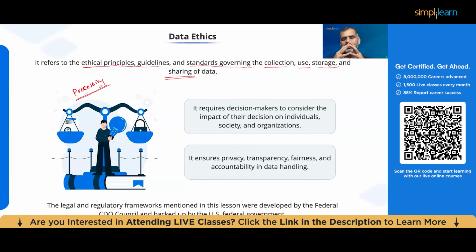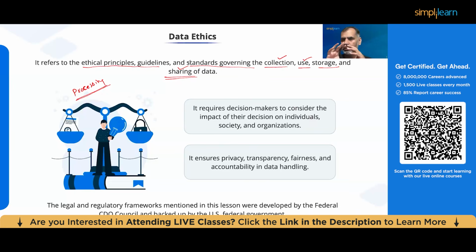So data ethics basically covers all kinds of practices, standards, rules and regulations that govern these practices with data, like how you should collect the data, how you should use the data, how you should store the data, and if you are sharing the data with any third party, what the rules and standards are to share the data.